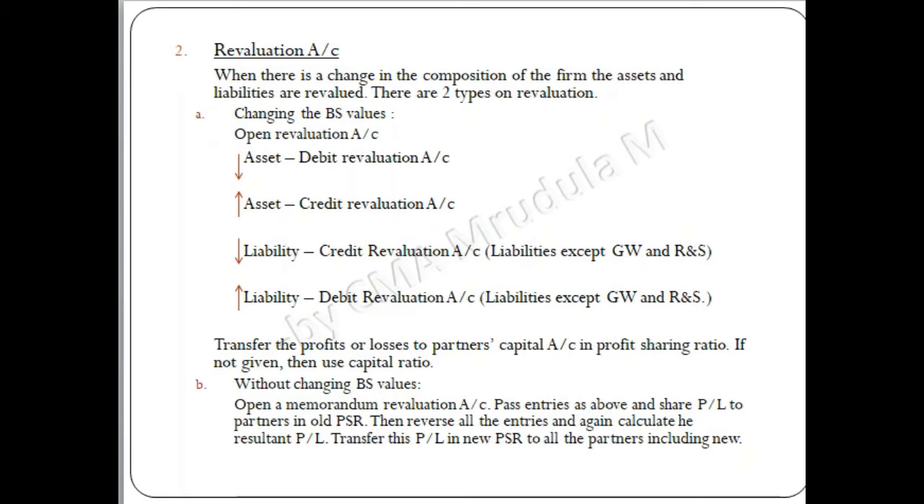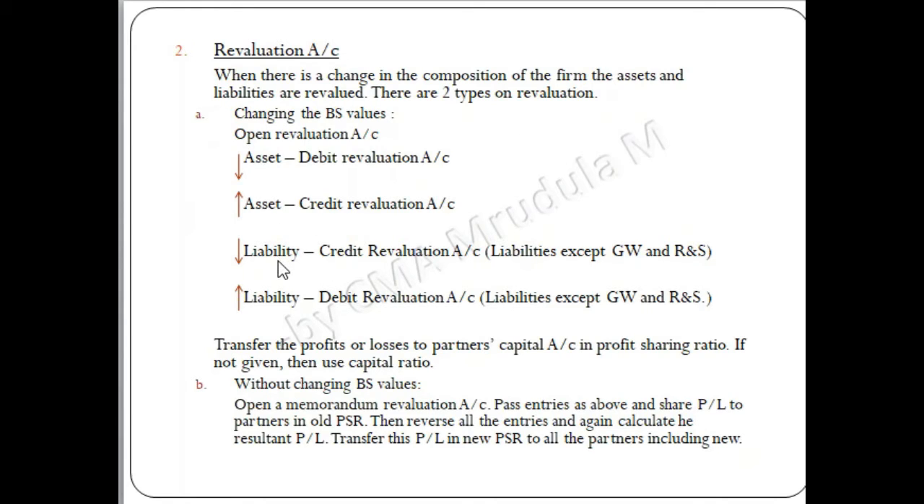When there is a change in the composition of the firm, which could be admission of a partner, death or retirement, or any such other change in the composition, the assets and liabilities of the firm are revalued. So we have to bring in all the assets and liabilities and account for any such increases or decreases. If an asset is decreasing, then you have to debit the revaluation account. If an asset is increasing, then credit the revaluation account, because the journal entry would be asset account to revaluation account.